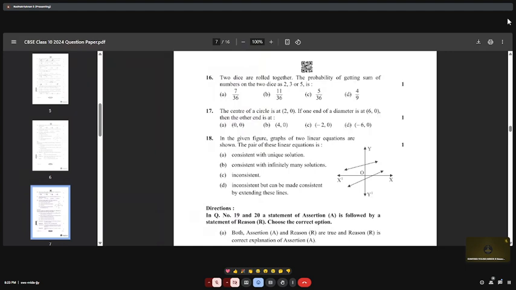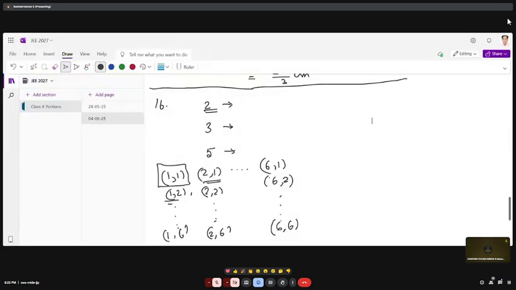So how many of them will have a sum of 2? 1 by 36. 1 comma 1 is the only one that will give a sum of 2, because for all others the minimum is 3. Anything else is going to be more than 2. So only one possibility is there to get 2. These are the 36 possibilities, out of which 2 can be obtained only by 1 comma 1. So that is only one possibility, 1 by 36.